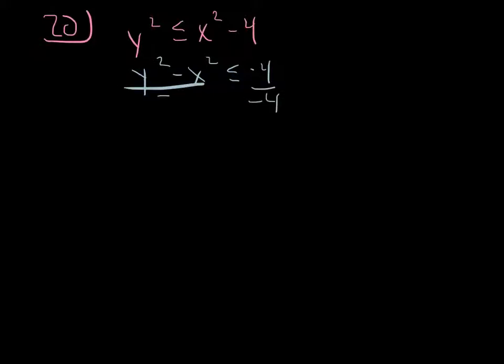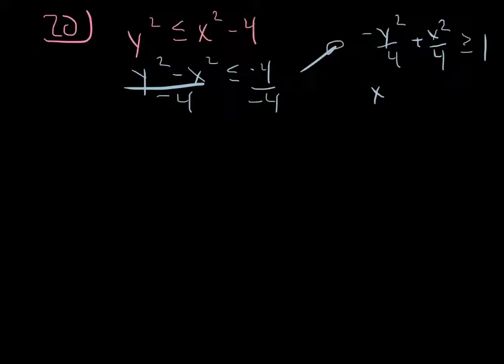The problem I want to look at is 20. 20 is y squared is less than or equal to x squared minus 4. If I simplify this, y squared minus x squared is less than or equal to negative 4. Starts to look like a hyperbola. Divide everything by negative 4. But remember, when you divide by negative 4, we get negative y squared over 4 plus x squared over 4, and it flips the inequality.